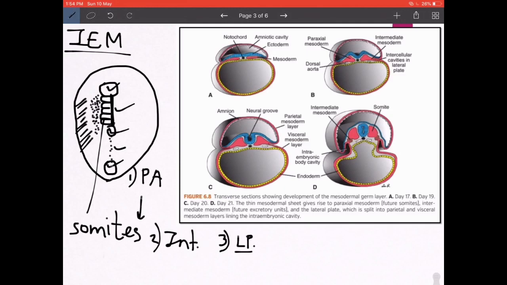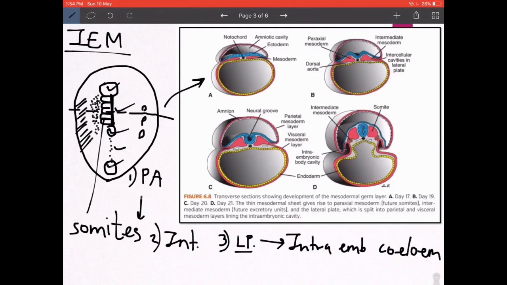mesoderm. In the lateral plate mesoderm start arising small cavities, and these coalesce to form a bigger cavity which is now known as the intra-embryonic coelom. Okay, so if we take a transverse section somewhere over here, then we are directed to what you see in the diagram here.